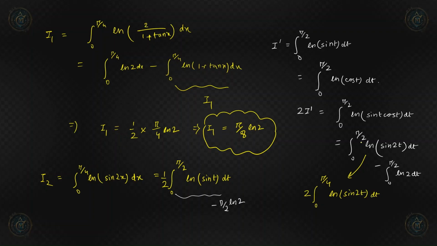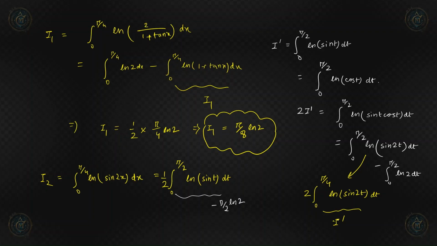Because this function log of sine 2x is symmetric about the line x equal to pi by 4. So if we integrate from 0 to pi by 4 and from pi by 4 to pi by 2, both the integrals will be the same. So we multiplied it with 2. Now this thing is what? This thing is again our half times I dash, so this overall will be I dash.